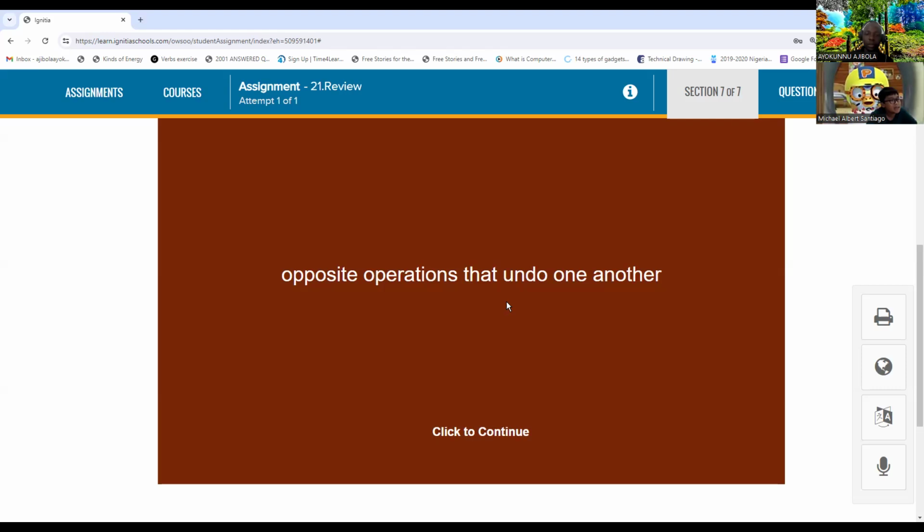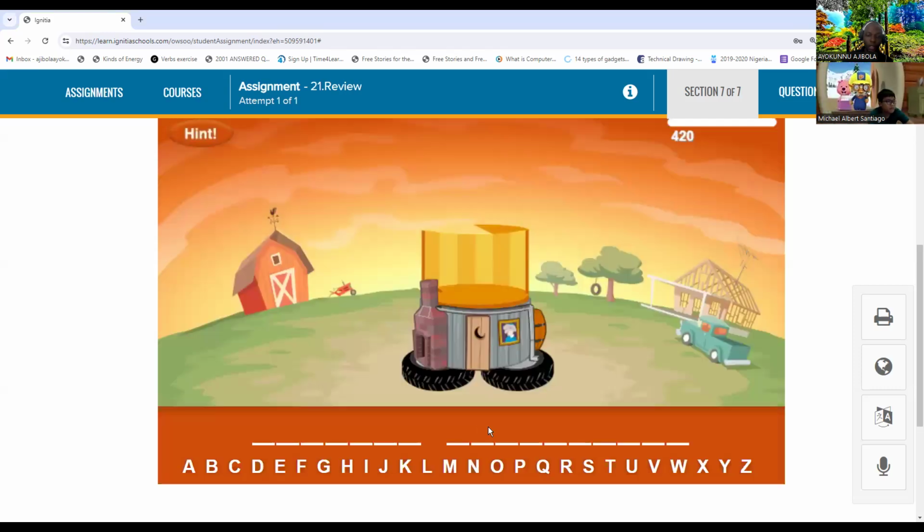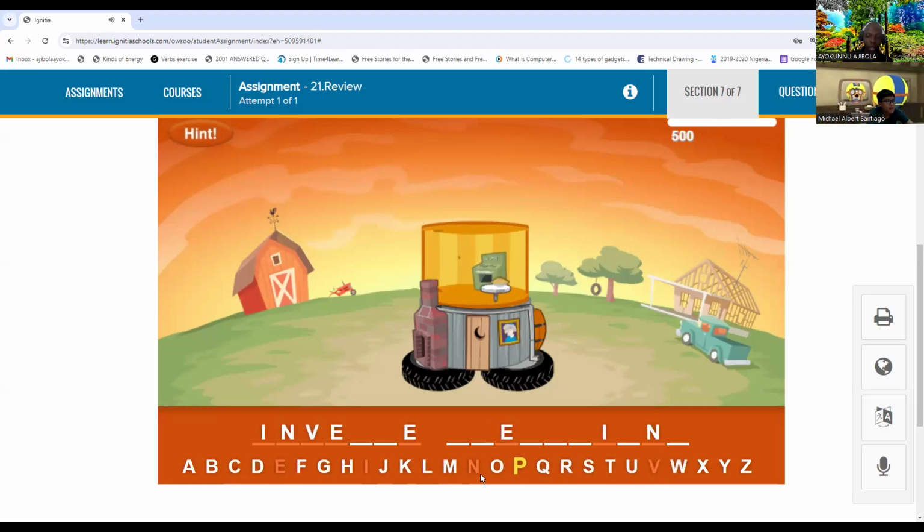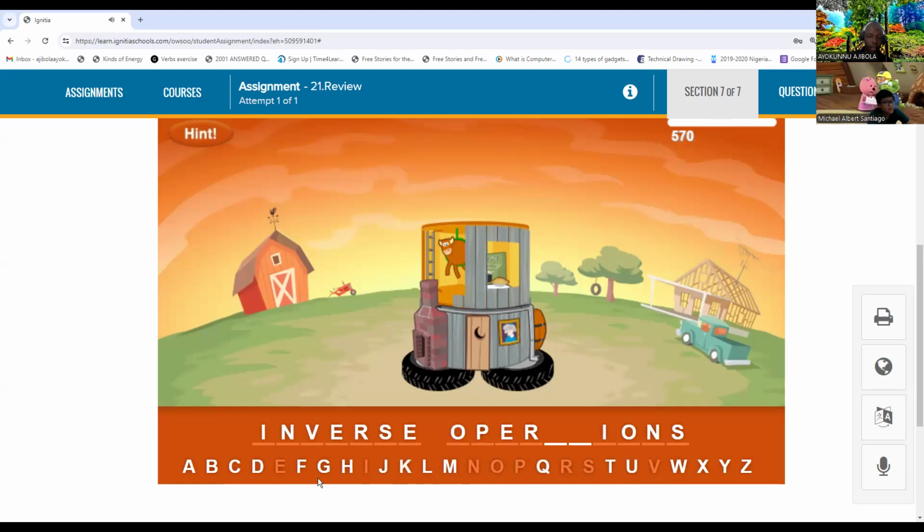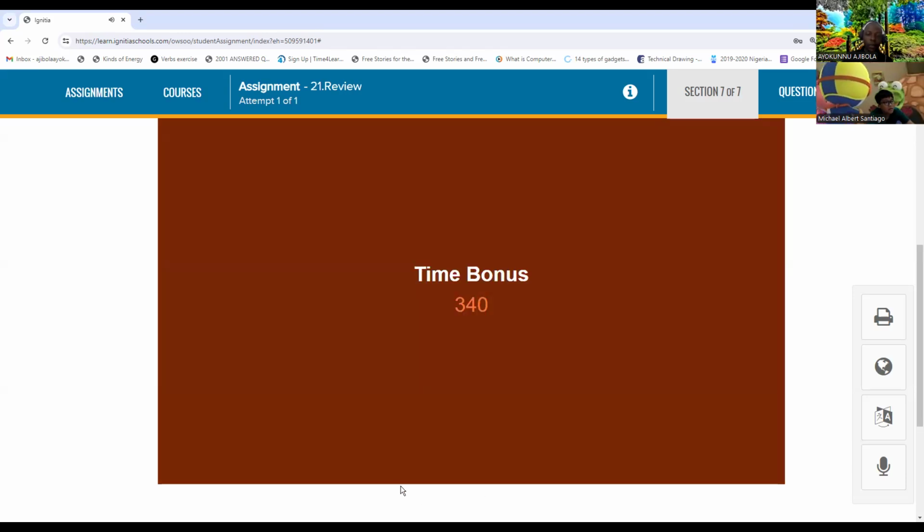Operations that undo one another. What's that called? That is inverse, the opposite. Operations that undo one another are inverse operations, okay? Inverse: I-N-V-E-R-S-E. Operations: O-P-E-R-A-T-I-O-N-S. Operations.